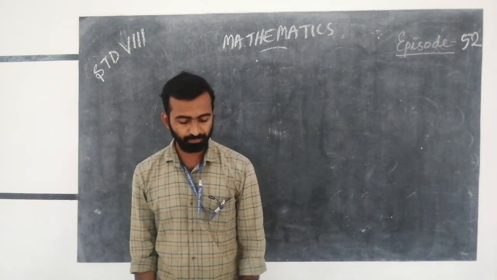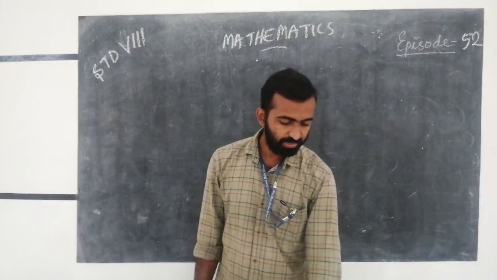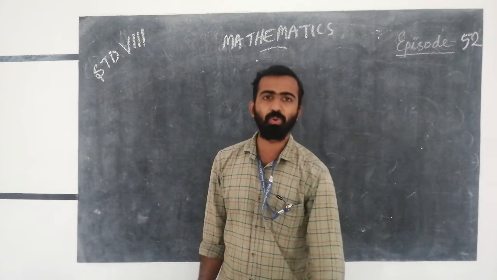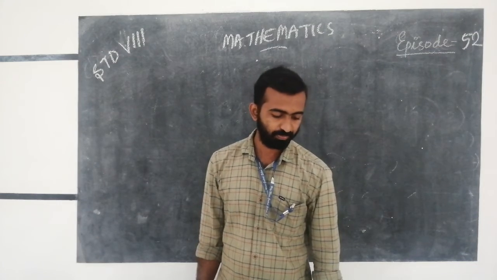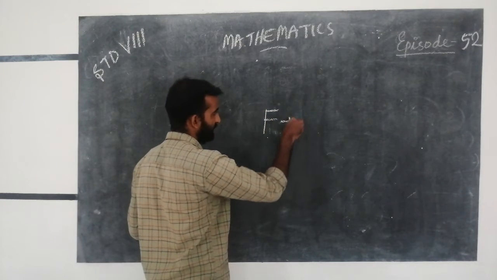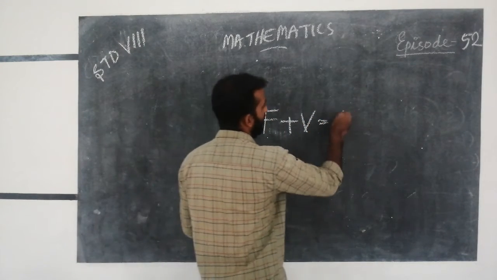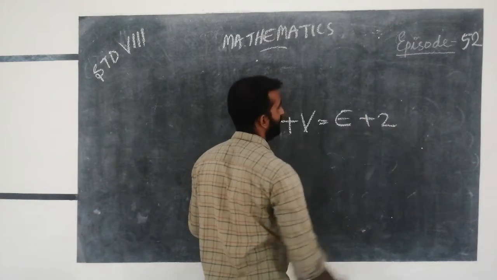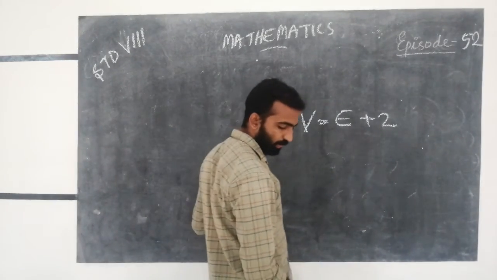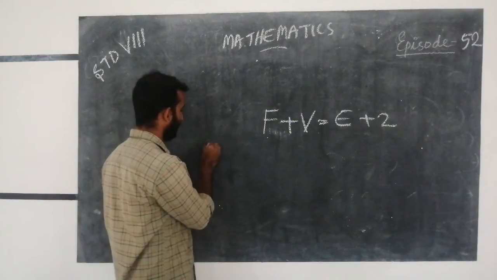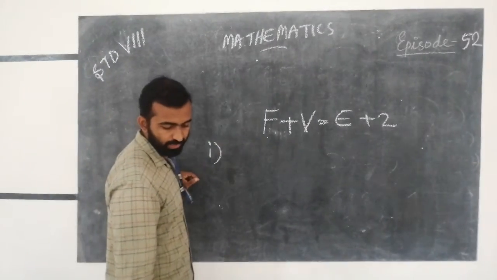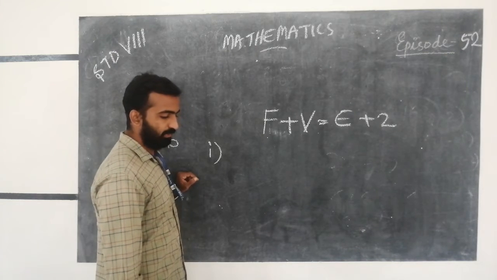What is Euler's formula? Euler's formula is F plus V, that is, number of faces plus number of vertices equals number of edges plus 2. This is Euler's formula. We want to check Euler's formula. Sixth question. First one is, what is the number of faces?